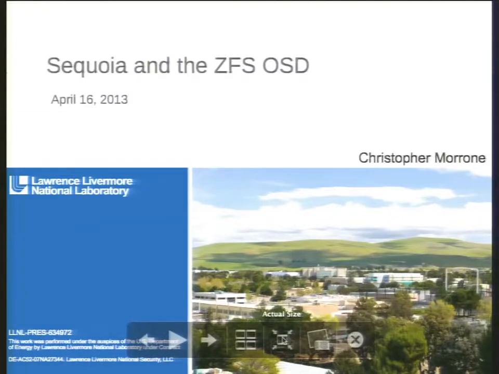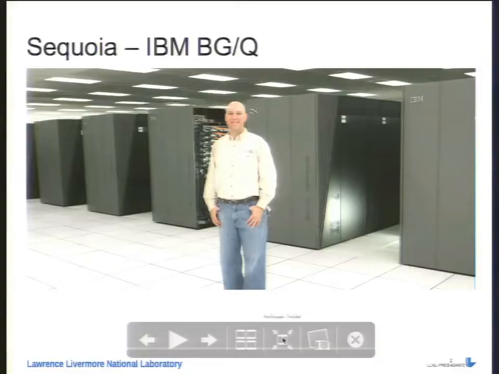So I'm going to tell you a little about the latest supercomputer that we have at Lawrence Livermore National Lab. It's Sequoia, hiding behind the handsome figure in this photograph. It's an IBM Blue Gene Q machine. It's the third generation of Blue Gene machine that we have at Lawrence Livermore. It's a PowerPC-based supercomputer. Before that, we had Blue Gene L and Blue Gene P.